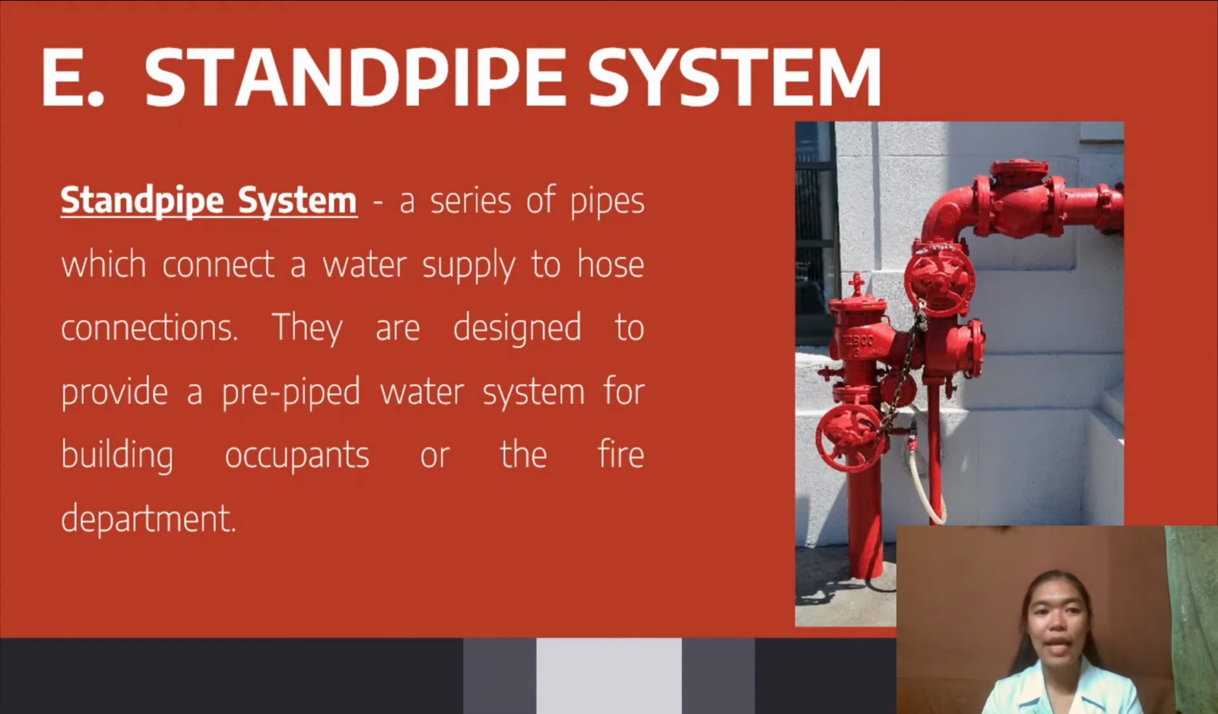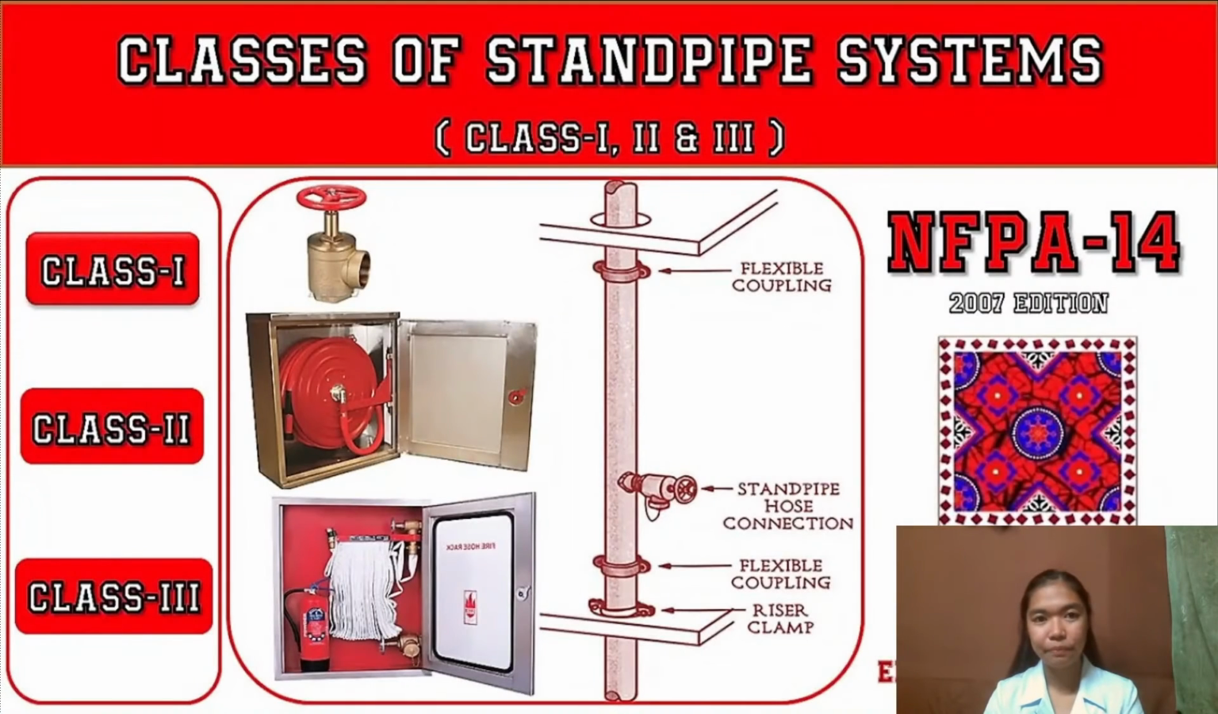Standpipe system. A standpipe system is a series of pipes which connect a water supply to hose connections. They are designed to provide a pre-piped water system for building occupants or the fire department. It is classified into three classes, mainly Class 1, Class 2, Class 3. So these are the parts of a standpipe system. First is the riser clamp, the flexible coupling, the standpipe hose connection, and the upper flexible coupling.